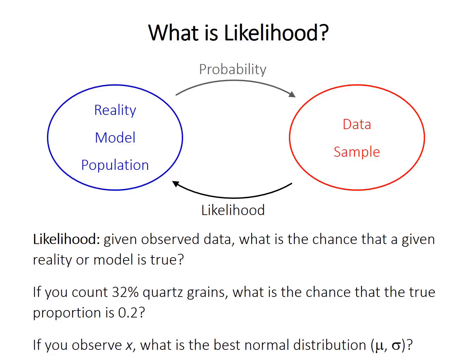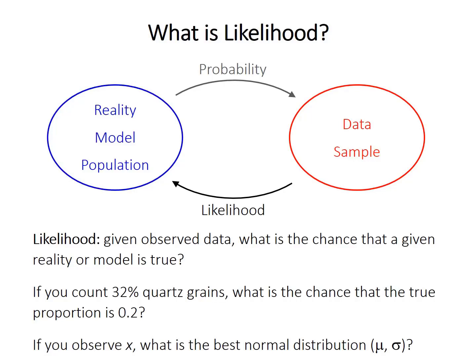Likelihood is just the reverse process. So for likelihood, we want to ask, given some observed data, what is the chance that a given reality or a given model is true? Thinking about this in the reverse way, if we counted 32% quartz grains in a sample, what is the likelihood that the true proportion is 0.2? Or if we observe some data x, what are the best normal distribution parameters, mu for the mean and sigma for the standard deviation, to describe that distribution?